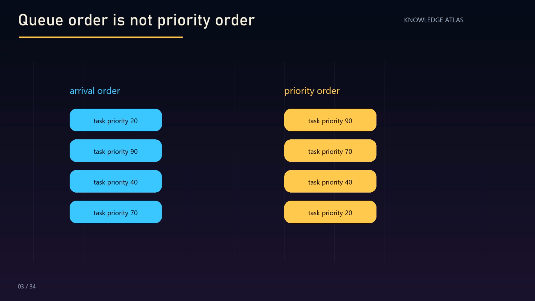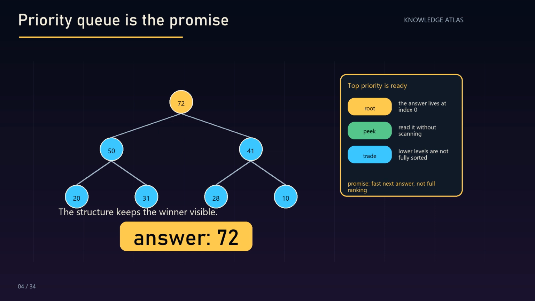A normal queue preserves arrival order. That is fair when first come should mean first served. But priority work is different. The next task should be the most important one, even if it arrived later. A priority queue stores items with priorities and makes the best priority easy to access. It does not promise that every item is sorted all the time. It promises that the next most important item is ready.